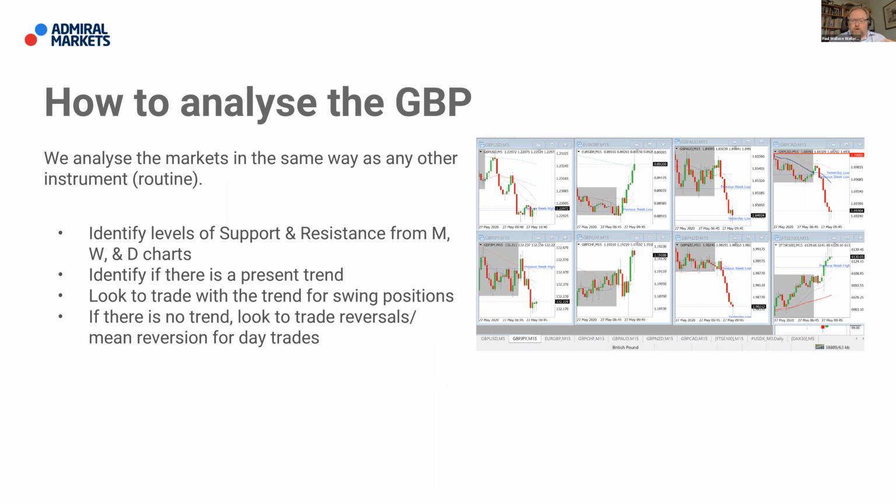In terms of looking to trade with a trend for swing positions, that's what we want to do. If we identify there is a trend, then we want to look to trade with the trend. We can do that either using breakouts, as price moves to either new highs or new lows, or we can use pullbacks, which is my own personal way of doing it, but everybody has their own way to trade with the trend once we've established there is one. And if there is no trend, you can look to trade reversals or mean reversion, especially for shorter time frames.